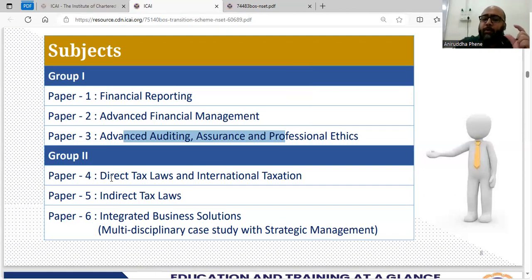Then online module. Group 2, direct tax, international taxation was there, indirect tax was there. Sixth paper, costing, as I told you, it has gone to online module. And one subject was elective. So instead of that, they have taken, and again, elective has gone to online. And sixth subject is now a new subject, integrated business solutions, that is multidisciplinary case study is a new subject.